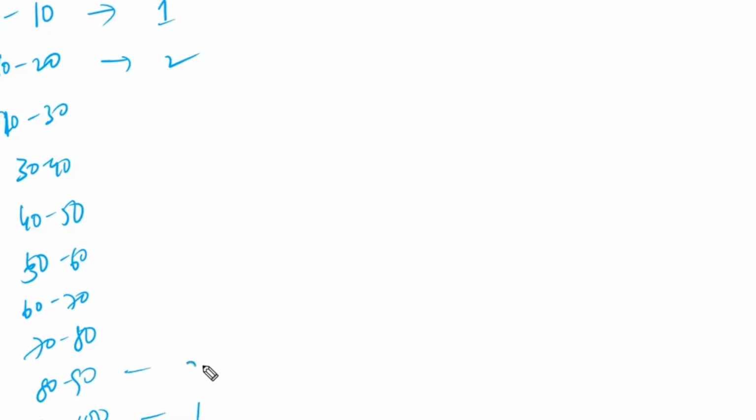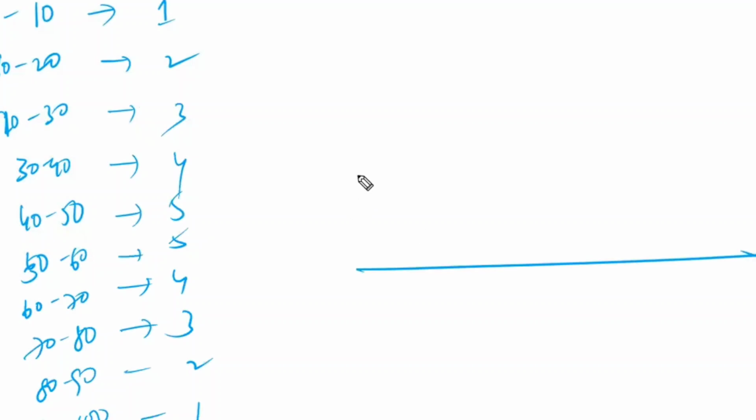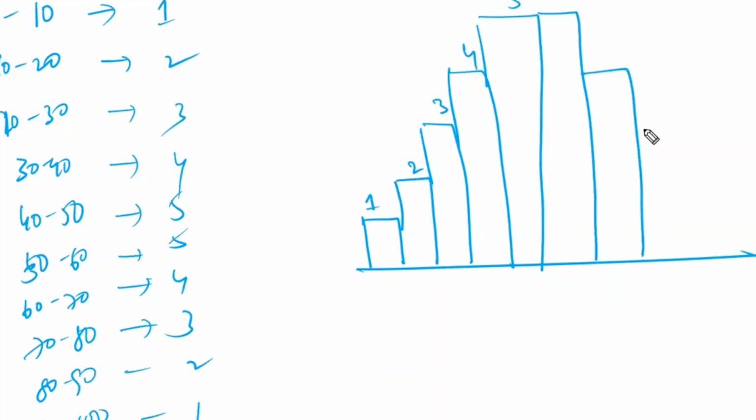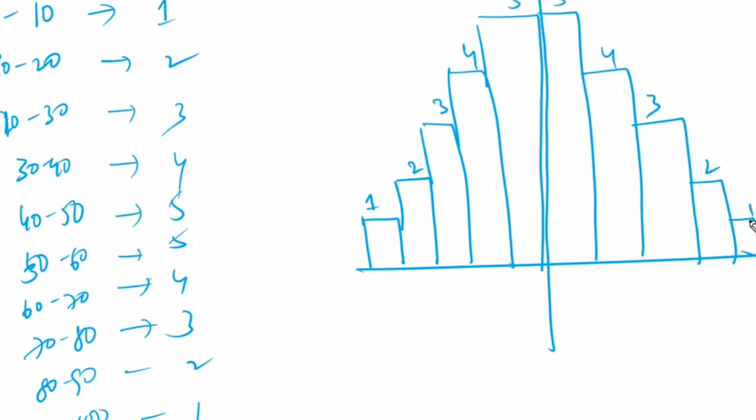Okay, this one also 1, this one also 2, 3, this one 3, 4, 4, 5, 5. So if I draw a histogram, from 0 to 10, 1 student, then 2 students, then 3, 4, 5, and 5 one more, and 4, 3, 2, 1. If I draw a center line like this, now it is a symmetrical distribution, which is a normal distribution.